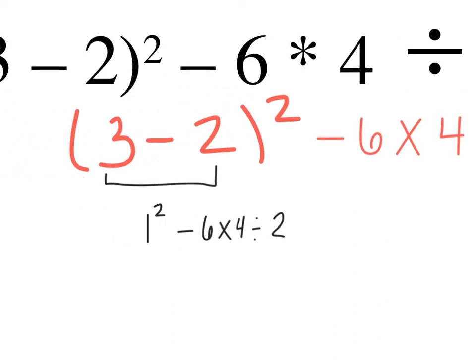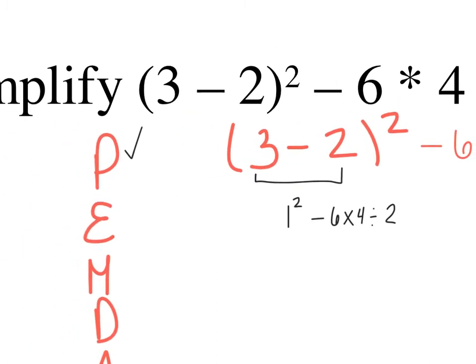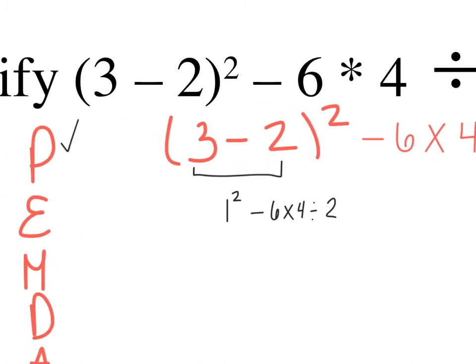So now I have to ask myself, do I have any exponents? Yeah, I do. I got that 1 squared. So I'm going to take care of it. What's 1 squared equal to? Well, it's 1 times 1, which is 1. So I now have 1 minus 6 times 4 divided by 2.